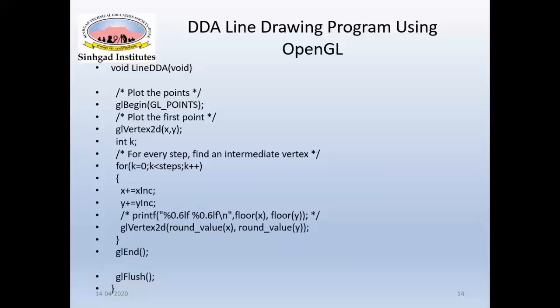So in glBegin and glEnd, we are using the basic graphics primitive, that is GL_POINTS. It means that we are going to draw a line by using the basic graphics primitive GL_POINTS. Lastly, we are going to release all the memory allocated by graphics libraries in the built-in function. So that's why we are going to call glFlush. It releases the memory used by all graphics library functions.